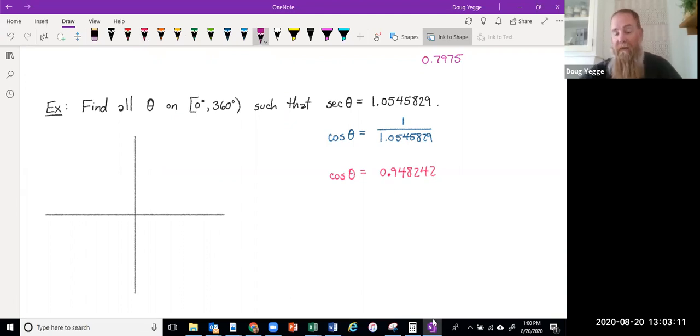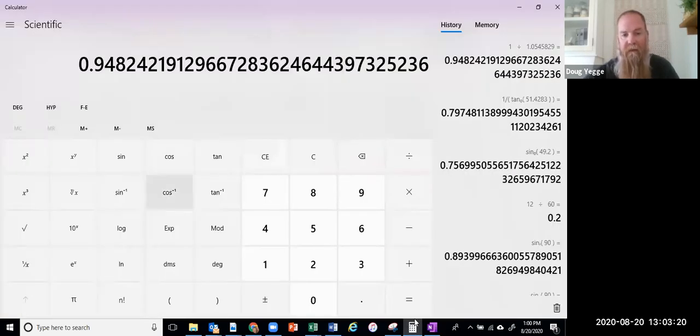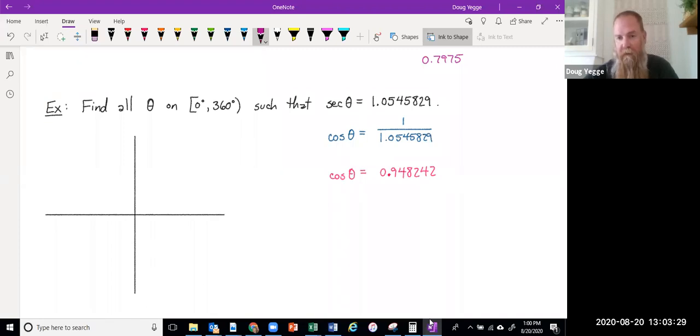So how do we determine where that's going to be? The general idea is that we're going to be using these buttons referred to as cosine inverse, sine inverse, tangent inverse. Those buttons are used in order to find a particular angle if you're given the ratio. So if cosine of theta is equal to 0.948242, we can rewrite this to solve for theta if we use the inverse function, just like in algebra. So we take cosine inverse of 0.948242.